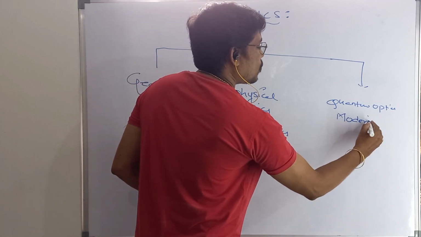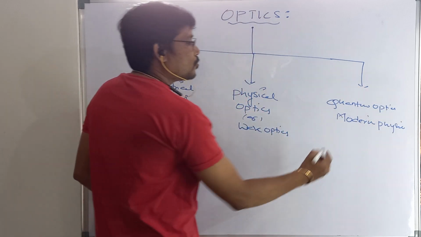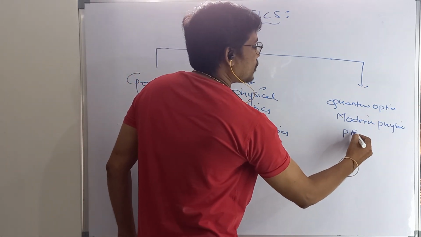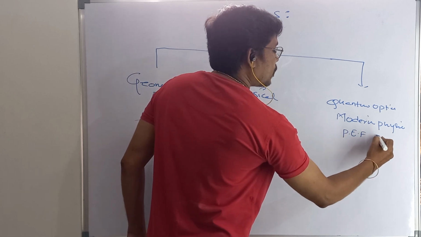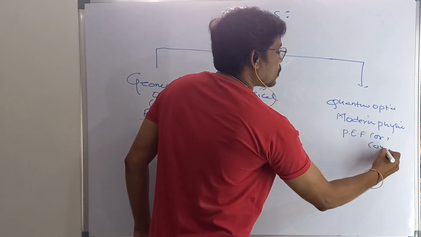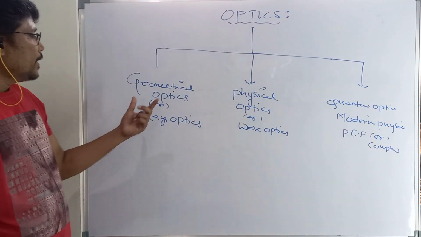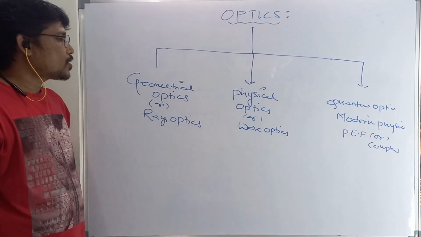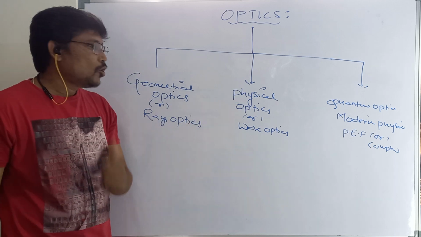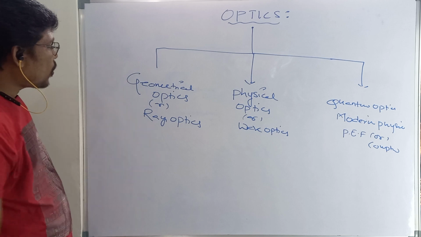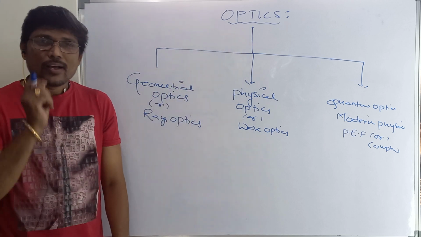We use it in modern physics, like the photoelectric effect or quantum effects. Examples of quantum optics. Let us see in detail what geometrical optics is and what physical optics is. In our syllabus we have geometrical optics and wave optics. So let us see when we consider optics as geometrical optics or ray optics.